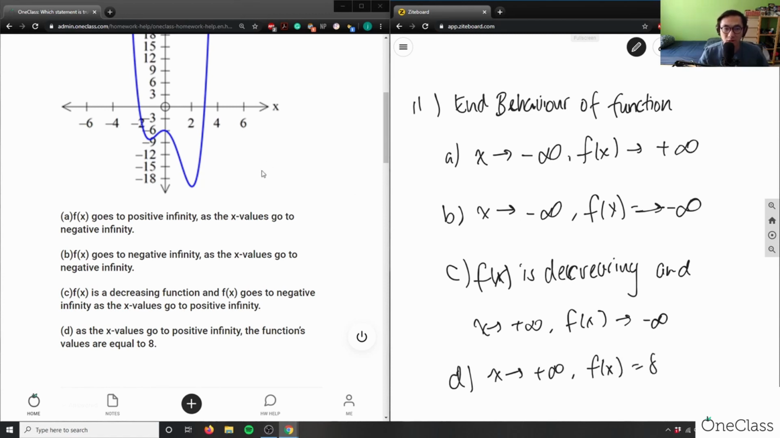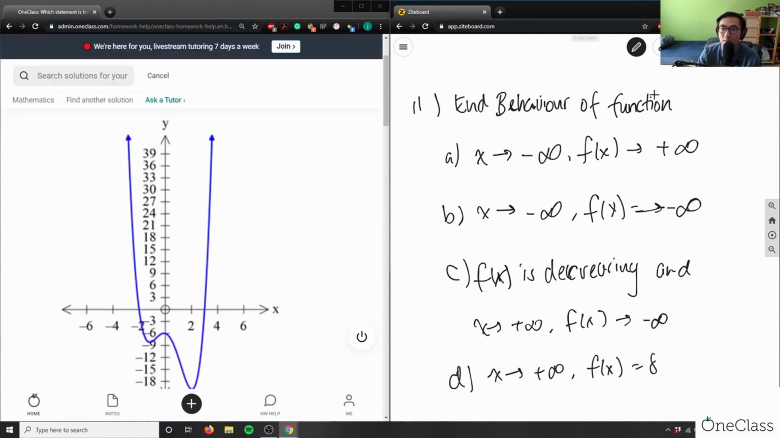So this here is my function. Let's look at the first case. As x approaches negative infinity, f of x approaches positive infinity. This here is correct, right? As I'm going towards negative infinity this way, my function is approaching positive infinity. So this here is correct.